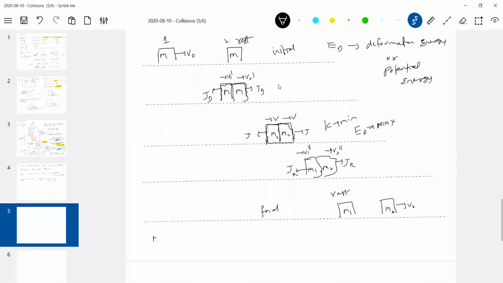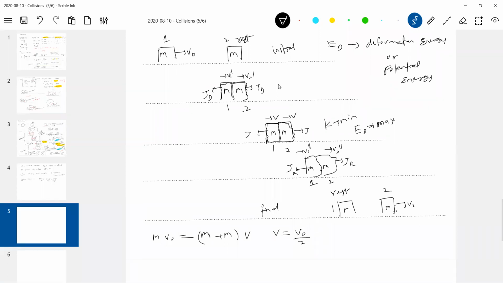Applying conservation of momentum, m v naught should be equal to m plus m into v. The masses are the same, no? We took the same masses. So what is v equal to? v naught by 2.